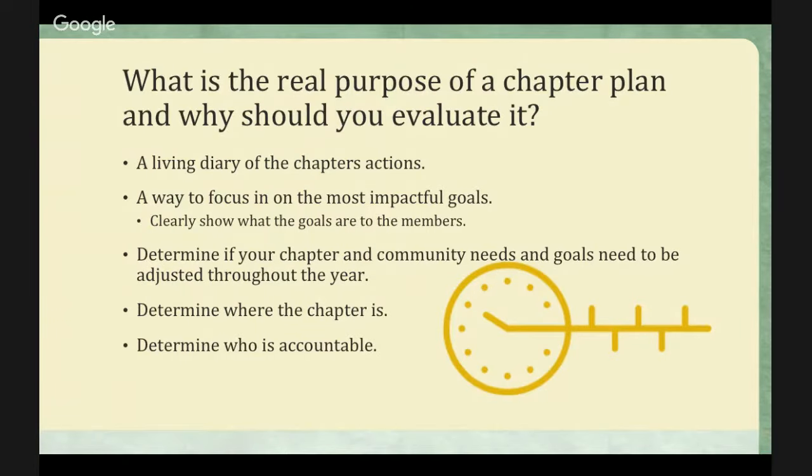So at the beginning of the year, every chapter is very enthusiastic and looking for ways to improve. But a lot of times those chapter plans just go to the wayside and we don't tend to look at them, or we don't evaluate them as we go along.